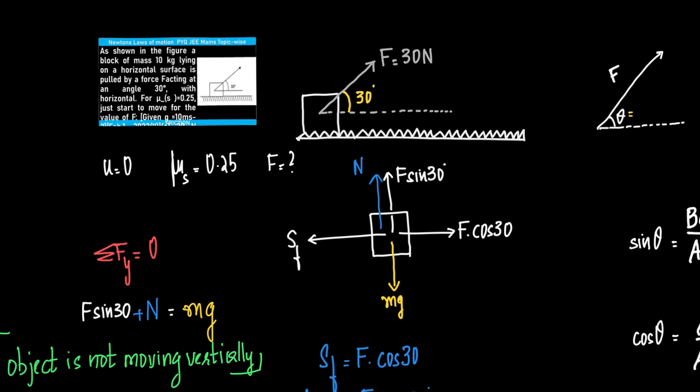As shown in the figure, a block of mass 10 kg lying on a horizontal surface is pulled by a force acting at angle 30 degree, mu being 0.25. The block will just start to move for the value.